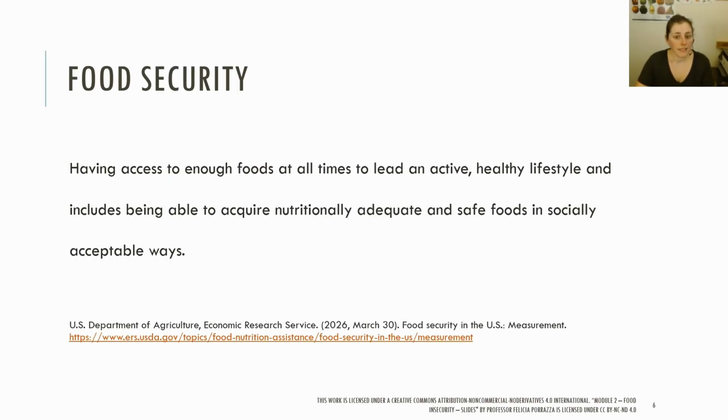Food security is having access to enough foods at all times to lead an active, healthy lifestyle, and includes being able to acquire nutritionally adequate and safe foods in socially acceptable ways. Food security includes at a minimum the ready availability of nutritionally adequate and safe foods, assured ability to acquire acceptable foods in socially acceptable ways, that is, without resorting to emergency food supplies, scavenging, stealing, or other coping strategies.